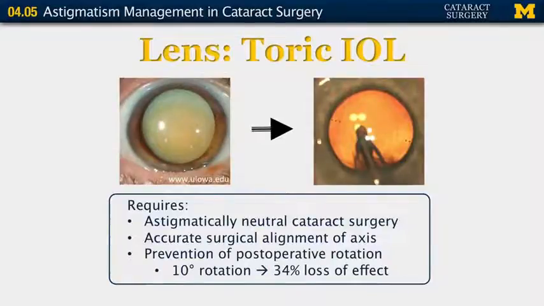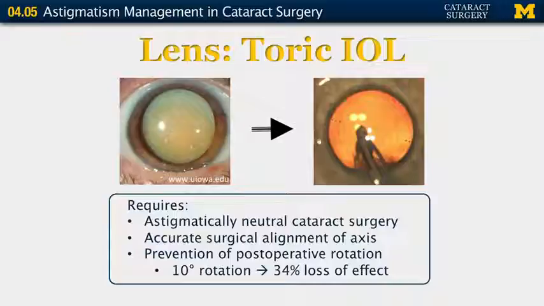And finally, we can actually treat corneal astigmatism with the lenses that we implant into the eye at the time of cataract surgery. In general, planning for a toric intraocular lens that corrects the corneal astigmatism requires an astigmatically neutral cataract surgery, or at least good knowledge of how much astigmatism you induce with your cataract surgery. It's very important to have accurate surgical alignment of the axis of the lens at the time of surgery, and to maintain that axis even after surgery.